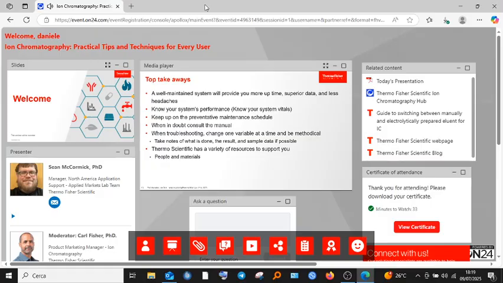Something else that I hope you take away from this is when troubleshooting, only change one variable at a time and be methodical. Take notes on what is done, the results, and sample data if possible.